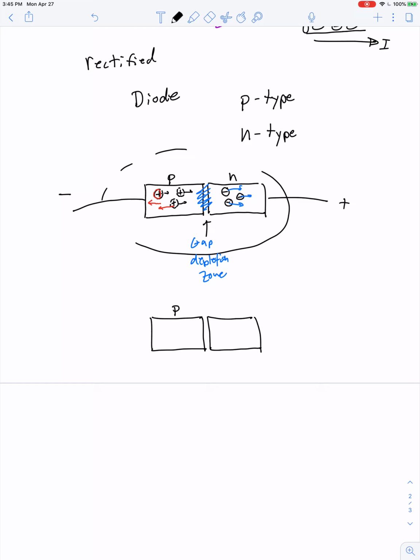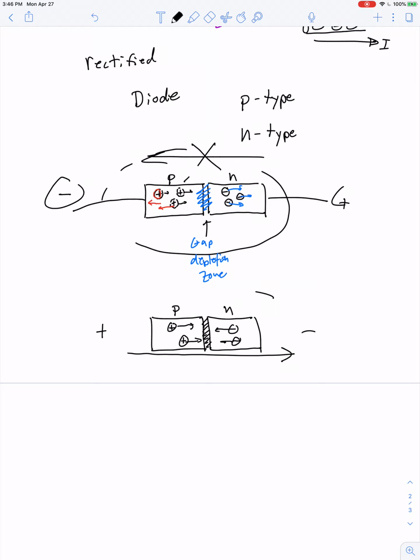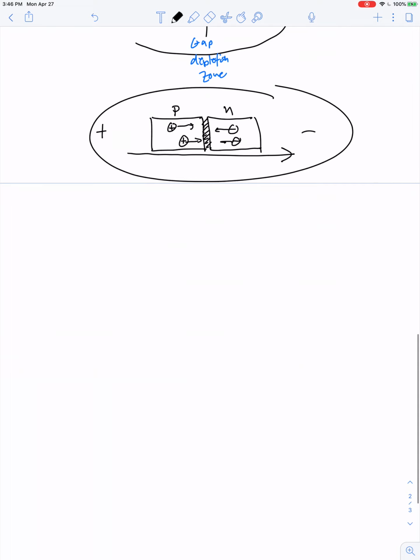However, if this is p-type and this is n-type, and you reverse the polarity and make this side positive and this side negative, now the positive charge carriers drift in toward this gap, and the negatives drift in toward the gap, and they fill in the gap and negate each other, and the current can flow to the right. So in other words, a p-n junction like this will not allow any current to flow to the left, but it will allow current to flow to the right. So a better symbol for a diode like this looks something like that.